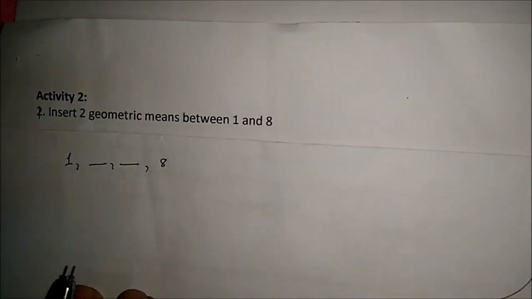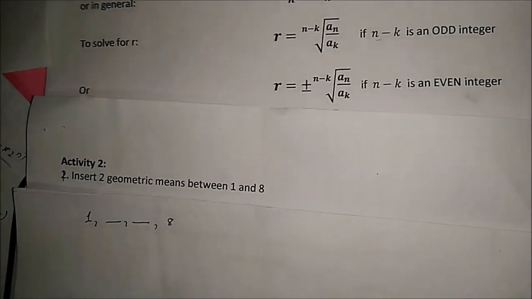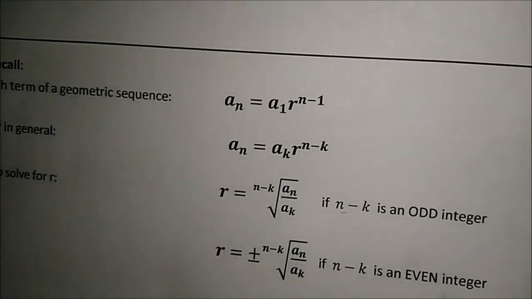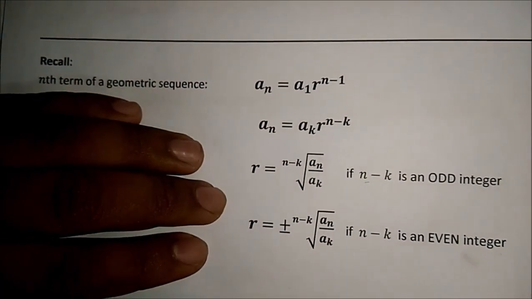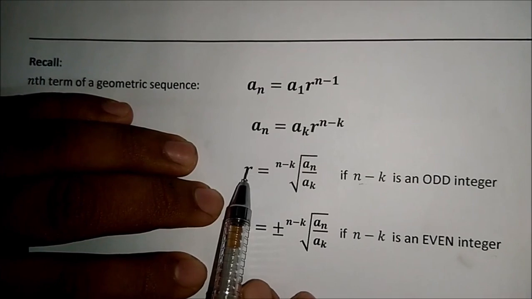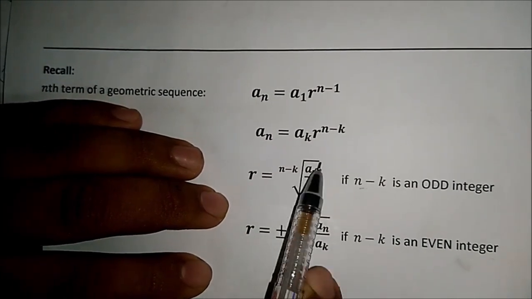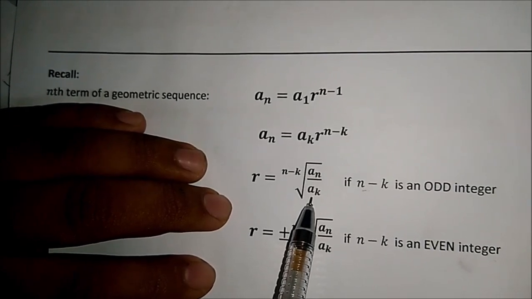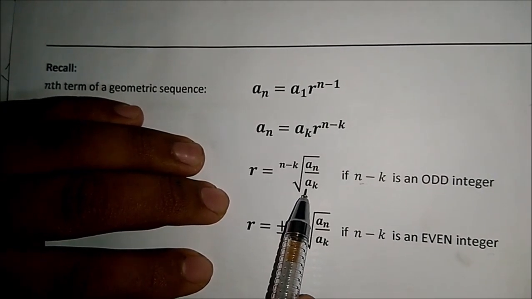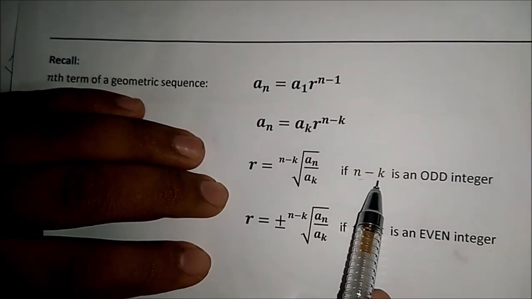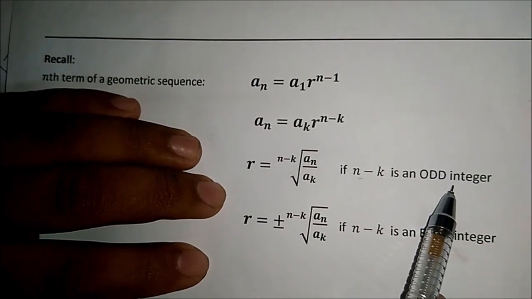Kasi hindi pa natin alam kung anong common ratio, so that would be the first step. So, how do we determine the common ratio? These are the formulas for the common ratio. Now, the common ratio represented by r is equal to the n minus kth root of a sub n over a sub k. Now, this is r if n minus k is an odd integer.